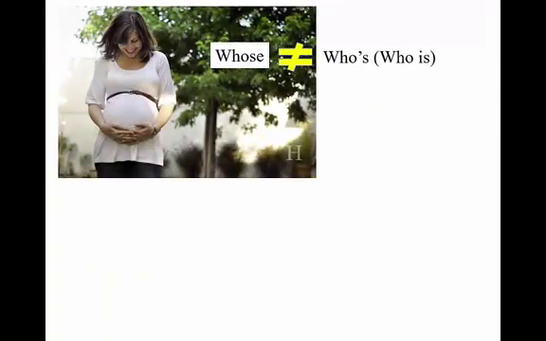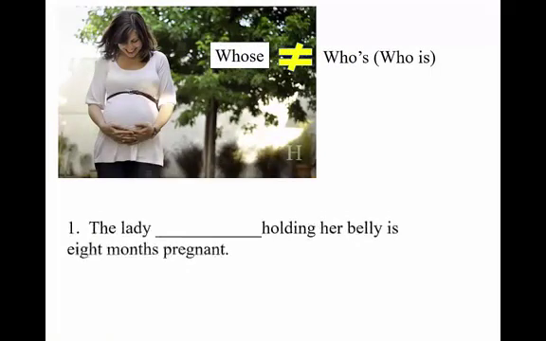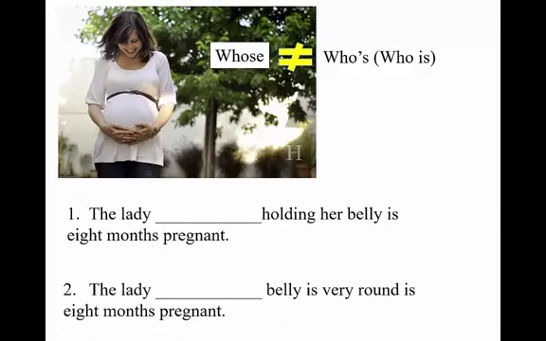Now be careful because the possessive pronoun whose is not the same as who's, which is the contraction of who is. See if you can fill in the blanks with the correct whose. Number 1. The lady blank holding her belly is 8 months pregnant. Number 2. The lady blank belly is very round is 8 months pregnant.